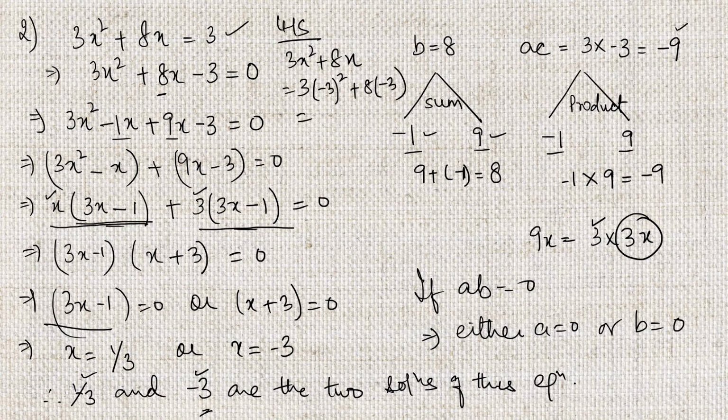So minus 3 square is 9, 9 times 3 is 27. 8 into minus 3 is minus 24. 27 minus 24 is 3, which is equal to RHS. So since LHS and RHS are equal, that means this minus 3 is the correct solution of this equation. The same you can do with 1 upon 3 also. That is also the solution of this equation.